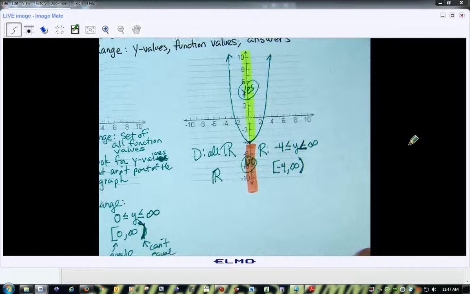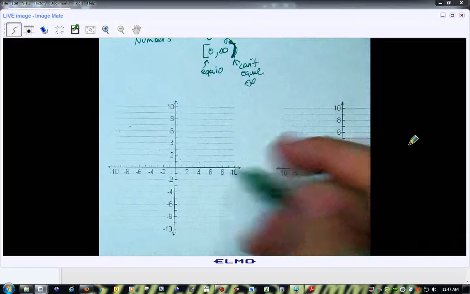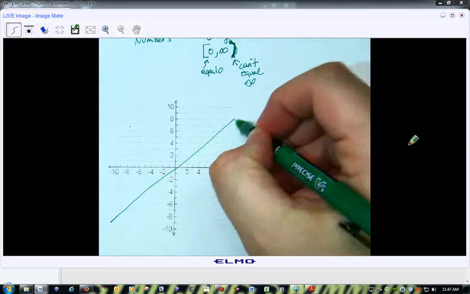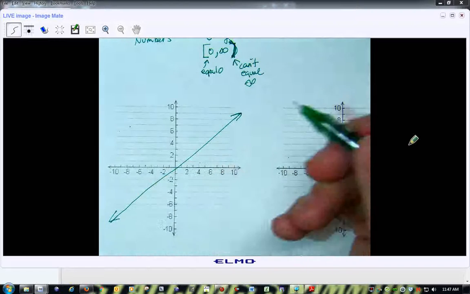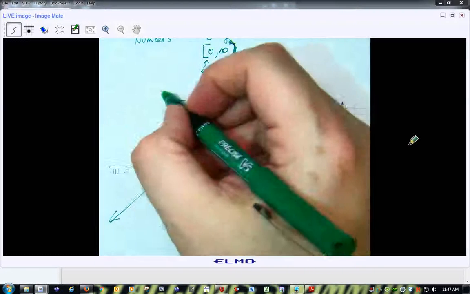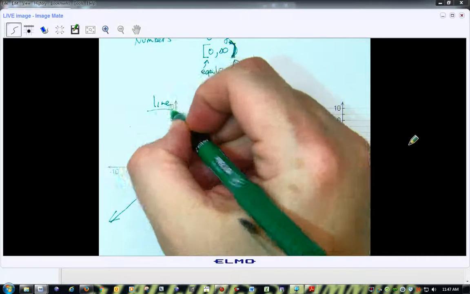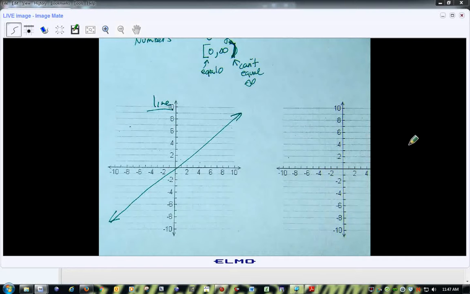Now, let's take a look at this guy. Now, this is a line. The first two are parabolas. If you noticed with the parabolas, the domain was always all real numbers, right? And if you have anything that's x squared, you're going to have all real numbers. But your range is always going to start at the vertex and move either up if it's opened up or down if it's opened down. So that's going to work for all your parabolas.